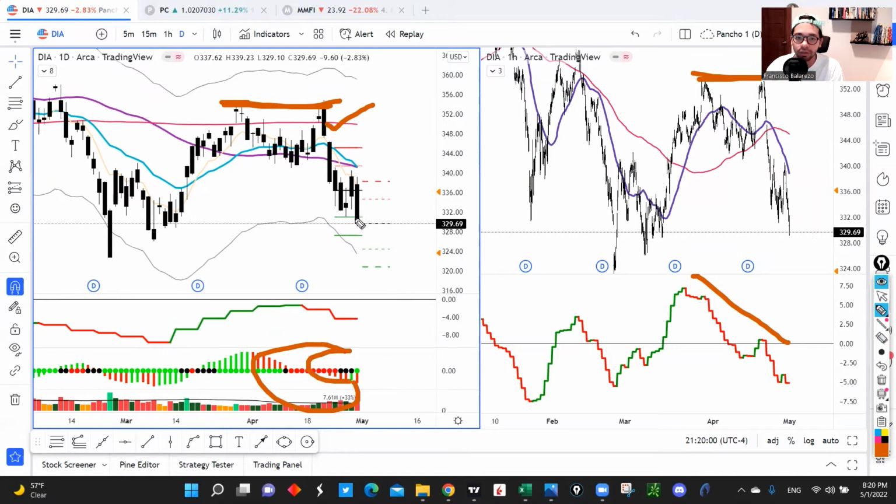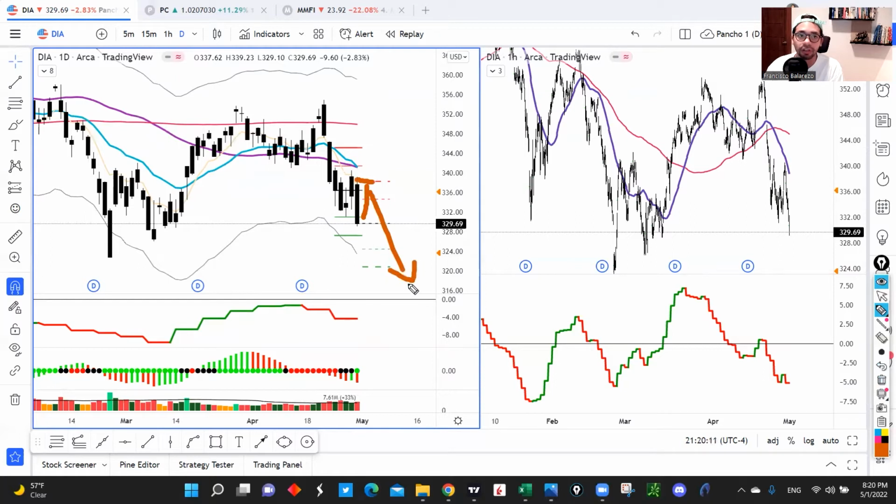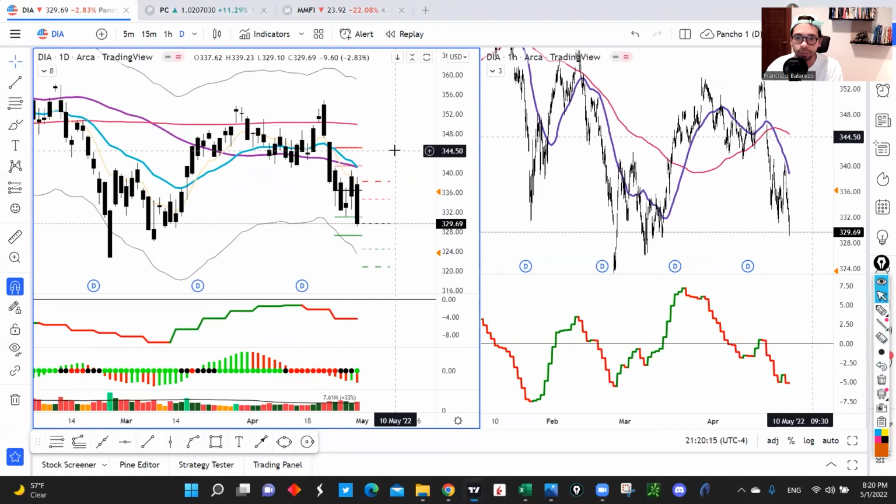And you can see that the squeeze is starting to fire lower with the MOX indicator below zero. So I'm expecting, if we happen to get a bounce into that declining exponential moving average, I think that will be an opportunity to also play this index to the short side as well.